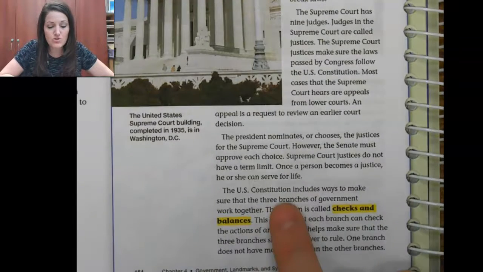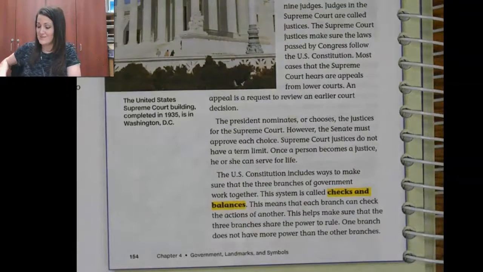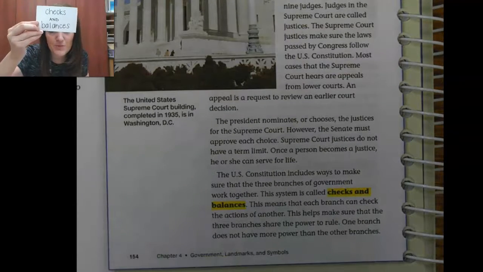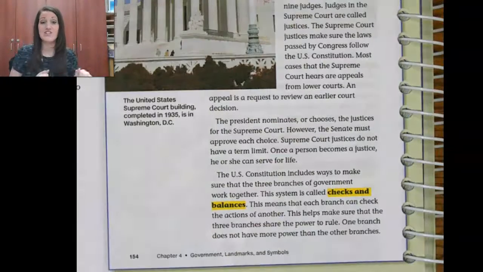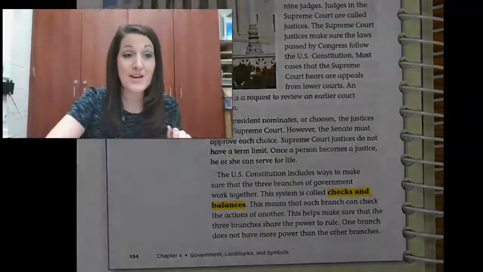The U.S. Constitution includes ways to make sure that the 3 branches of government work together. This system is called checks and balances. That's another vocabulary word. This means that each branch can check the actions of another. This helps make sure that the 3 branches share the power to rule. One branch does not have more power than the other branches. I'm going to say that again. One branch does not have more power than the other branches.